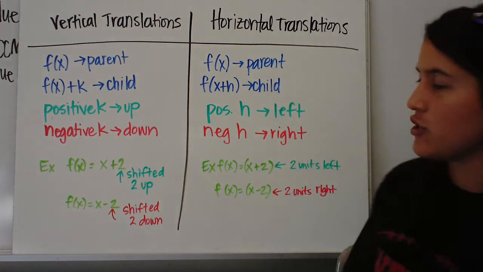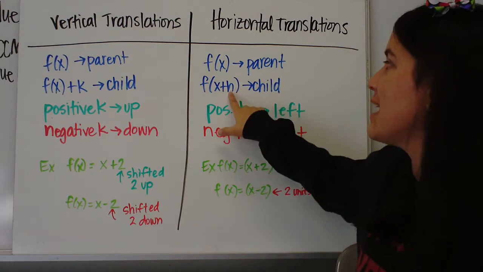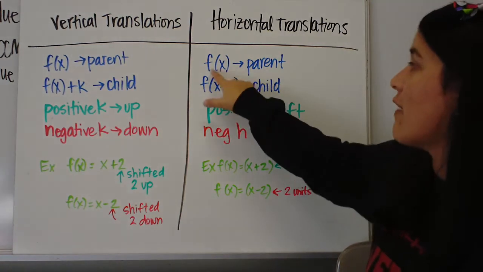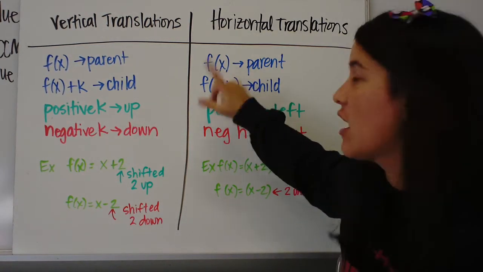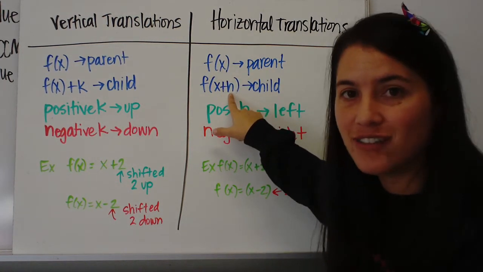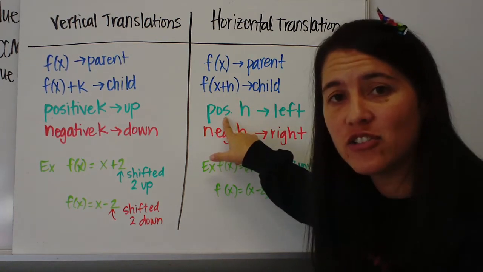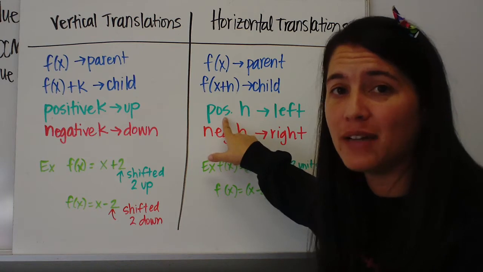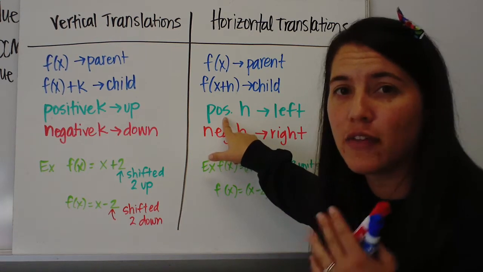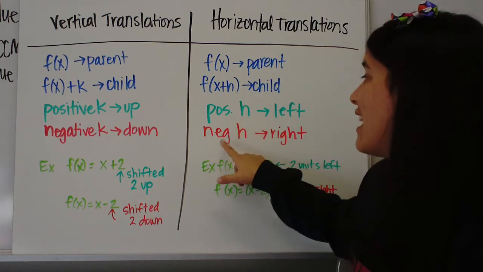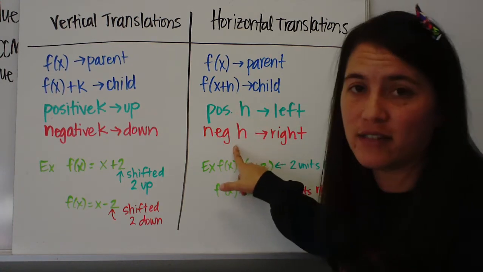A horizontal translation, denoted by H, is going to be inside the parentheses. Notice, outside, inside. You have f of x as your parent function, and you put an x plus H inside, that's going to be your child function. A positive H, you may think is going to go right, but in actuality it's opposite inside the parentheses.